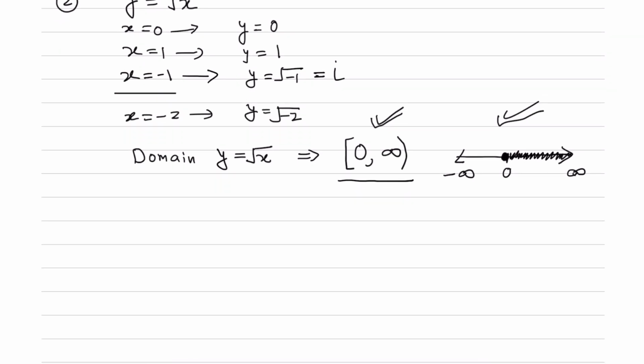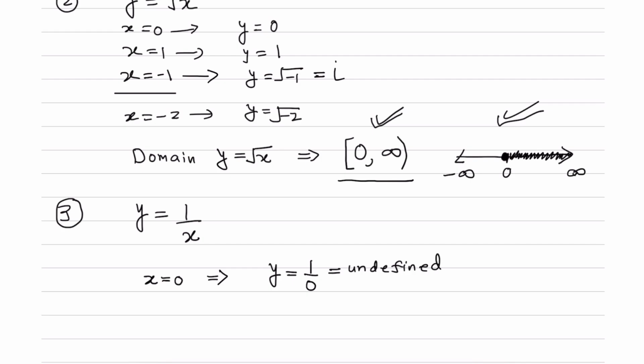Let's look at another example and try to find the domain for the function y is equal to 1 over x. In this case, we have to find all allowable x's, then we will call them the domain of this function y equal to 1 over x. But immediately we can see that there is one number, which is x equal to 0. When we plug in x equal to 0, we get y equal to 1 over 0, and 1 over 0 is undefined.